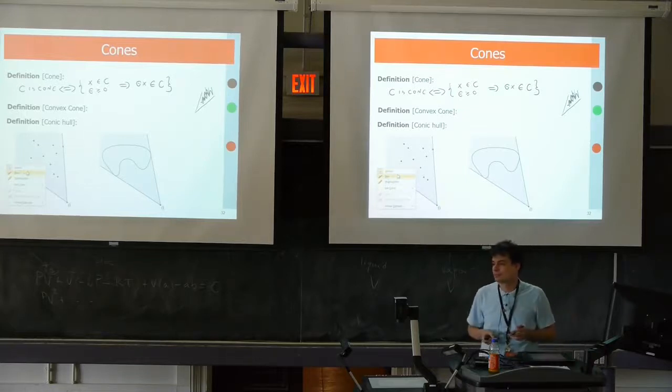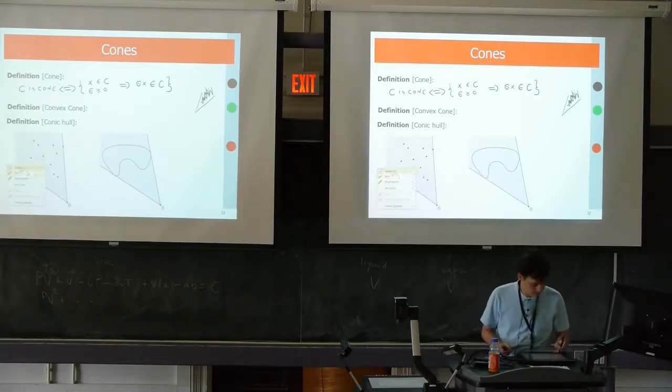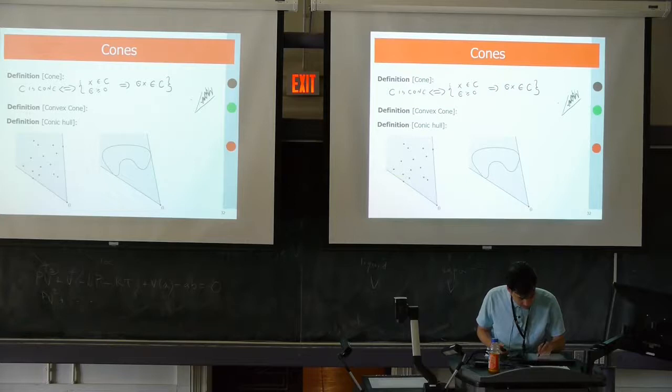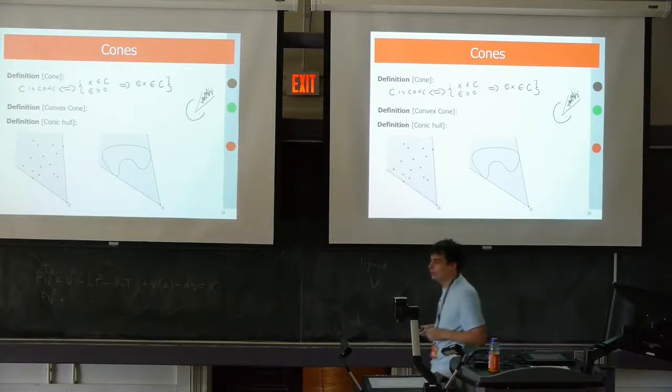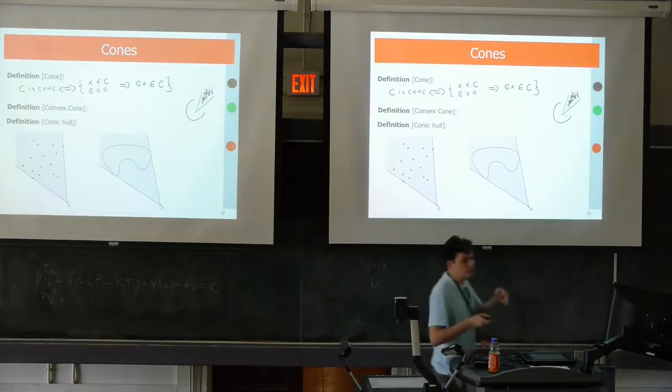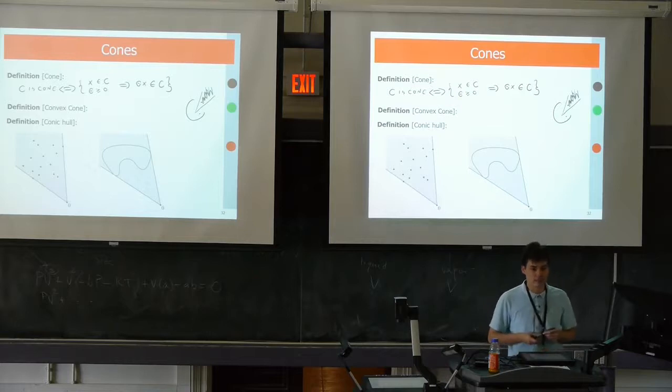Right? Or I could talk about this set too, right here. That's non-convex as well. But there are convex cones too. A convex cone is a cone that's convex. That's the definition.